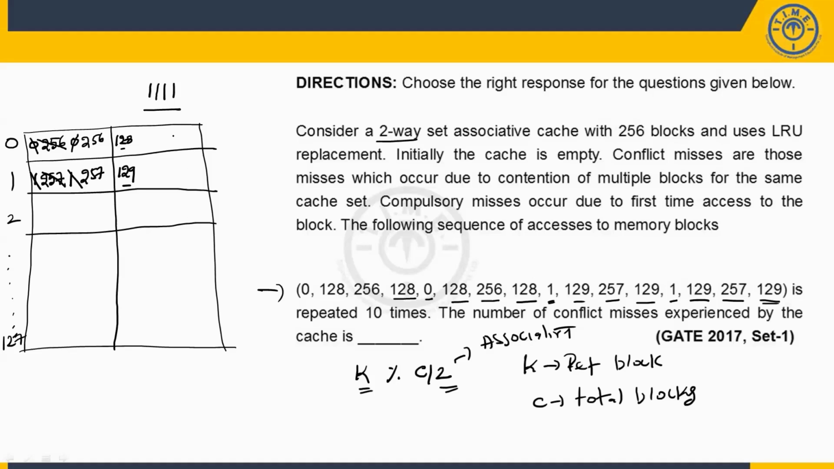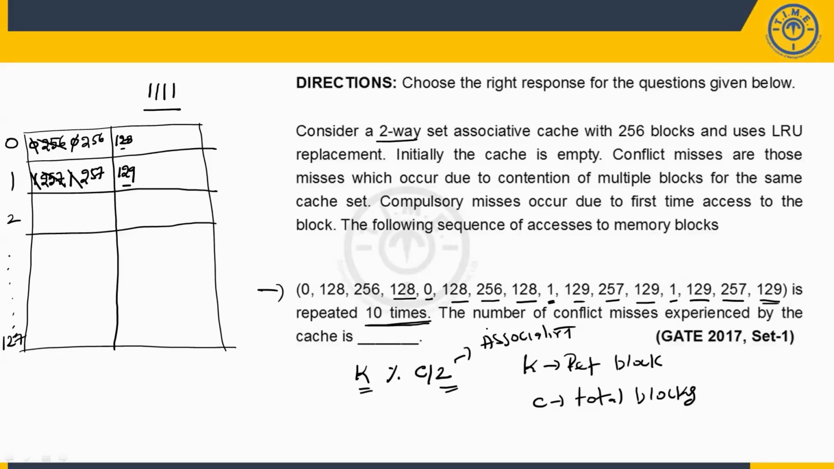So the total 4 misses, but this is going to be repeated for 10 times. Since this is being repeated for 10 times, we need to also calculate the misses for the next 9 times. But next 9 times, we'll only have the conflict misses. There will be no compulsory misses, right, Ravi? Do we have any compulsory misses in the next 9 iterations? No, sir.